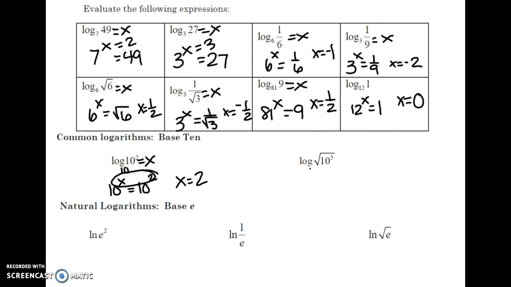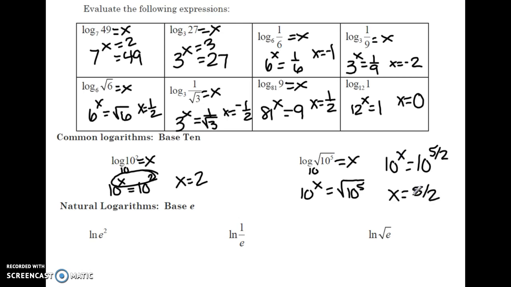All right, again, the base here will be 10. So 10 to what power, because I got to switch it, will equal square root of 10 to the 5th power. Now, let me convert this to exponents. That's going to be equivalent to 10 to the 5 half power. So then x must be 5 halves.